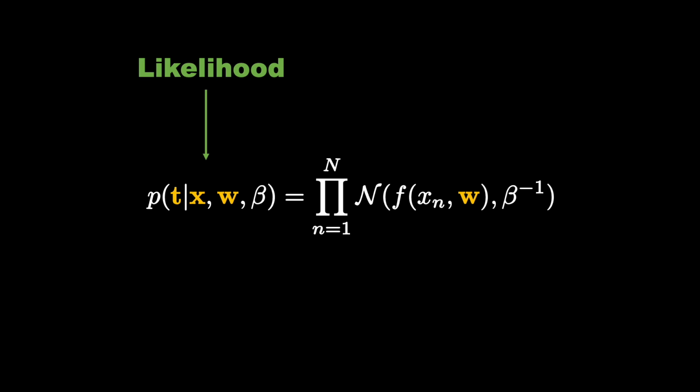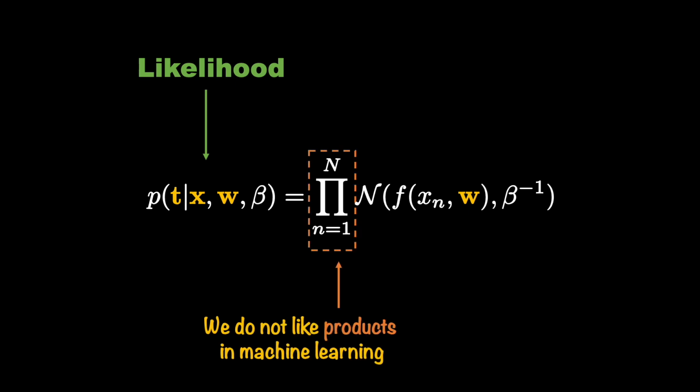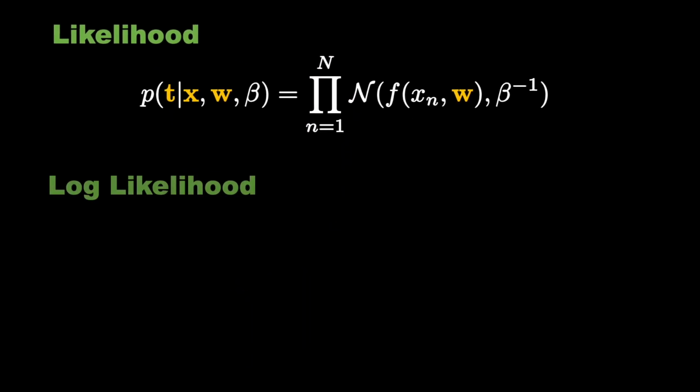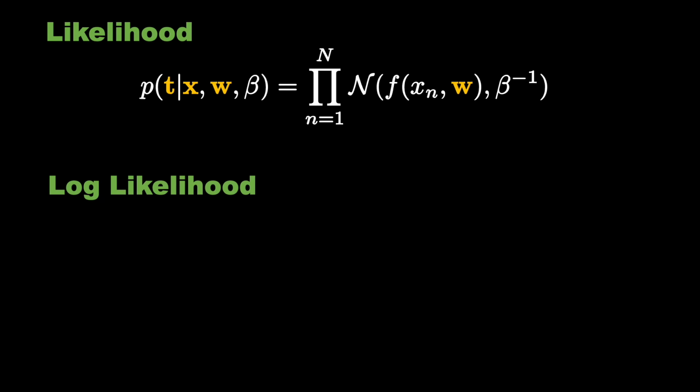That said, the most important issue in this formulation is that we do not like products or multiplications in machine learning. You see, the terms being multiplied will often be small numbers, and your computer may round them to 0, resulting in the entire right hand side here becoming 0. To avoid this number issue, we generally operate with logs, and hence we are interested in log likelihood instead of likelihood.